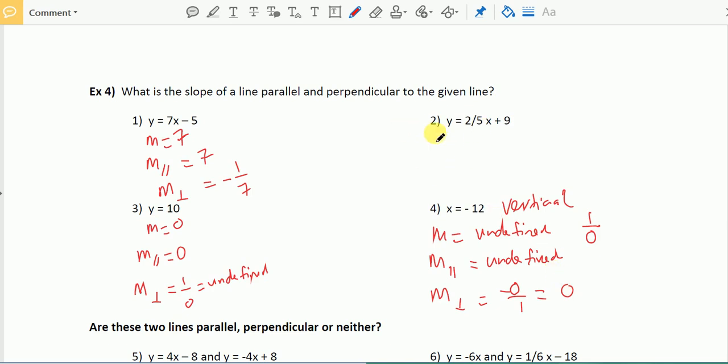Now, number 2, you can try on your own, and the answer should be: 2/5 is the original slope, the one parallel to that is the same thing, and the one perpendicular, you have minus 5 over 2.